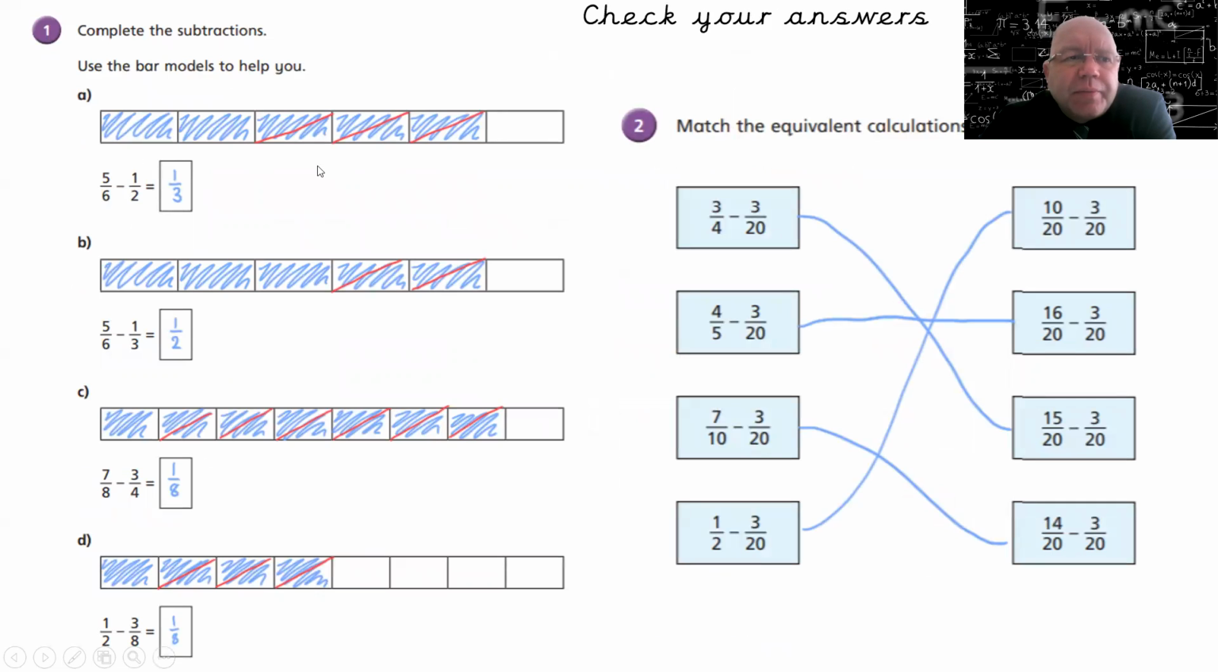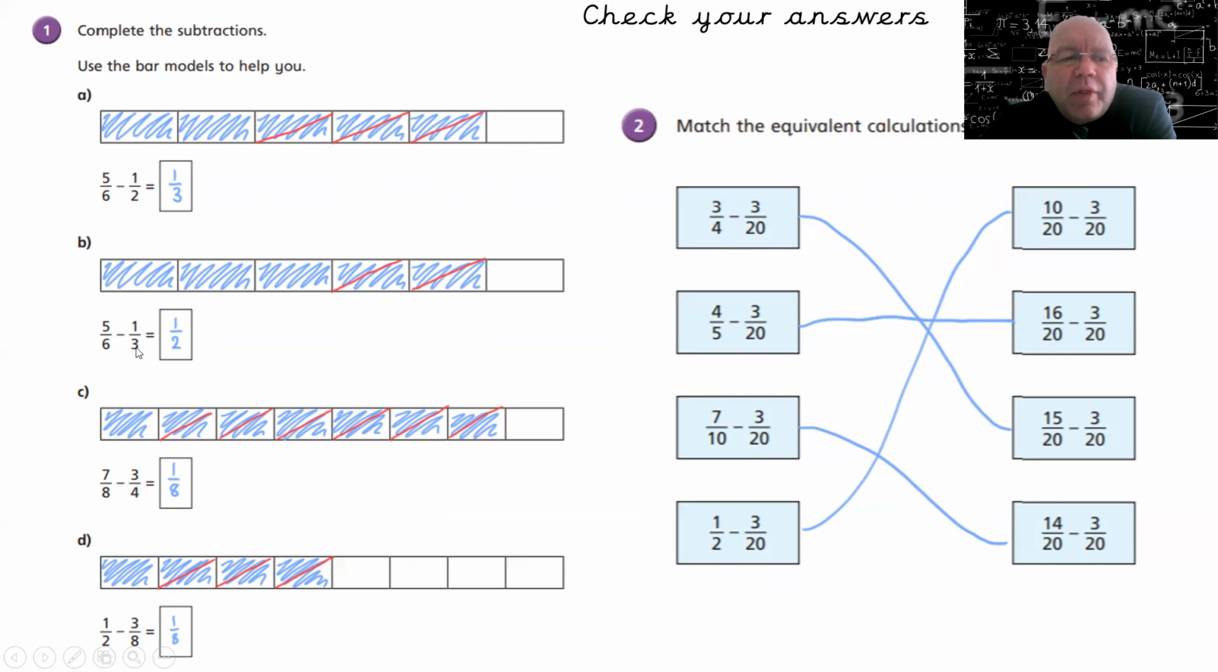Right, our answers. For question 1, we've shown the bar model so we can see what's going on. You don't need to draw them by now. You can say most of you are now very confident doing these calculations, but if they do help, then we know how to use them. So 1a, 5/6 subtract 1/2. Well, we're going to turn them all into 6ths. So it leaves 2/6, which simplifies to 1/3.